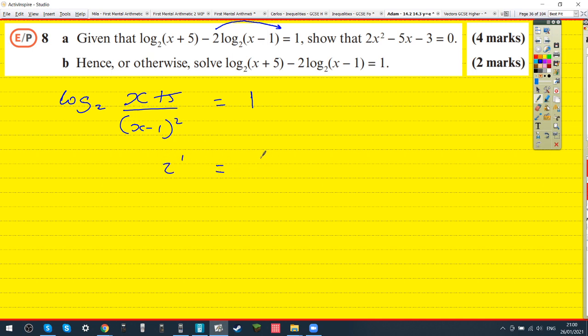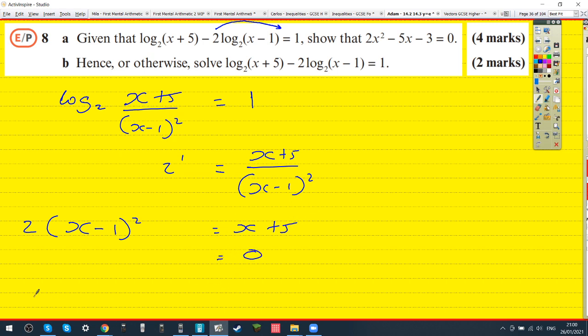Yeah, and then you could multiply by the denominator on both sides, so it'd be 2 brackets x minus 1 squared equals x plus 5. Yep, you fully expand, make it equal to 0, and you should get that. I think you'll be fine. And then how would you do part B?